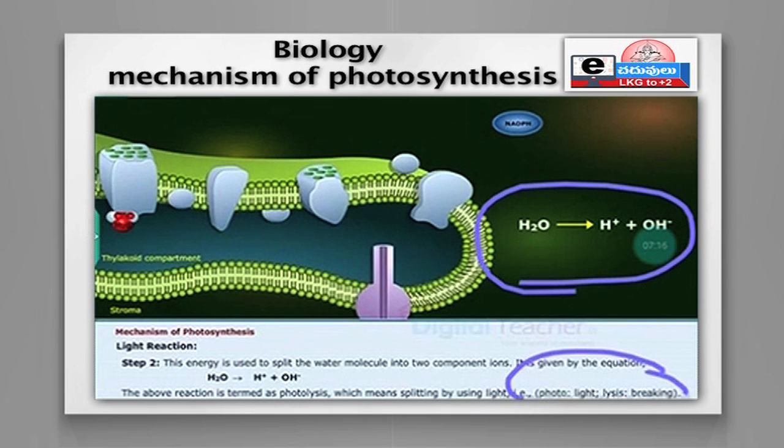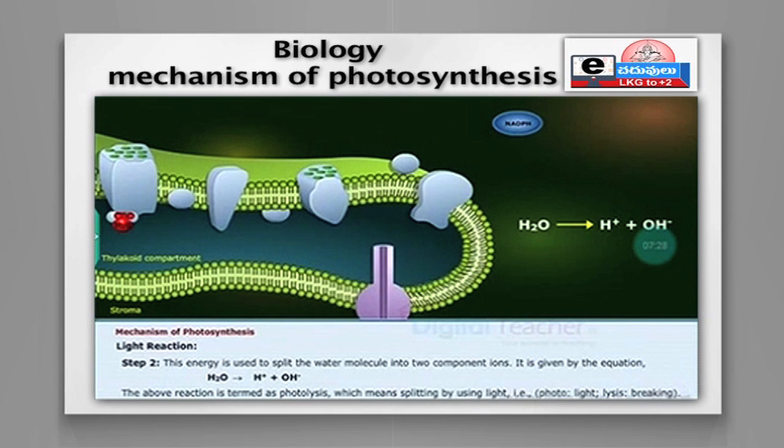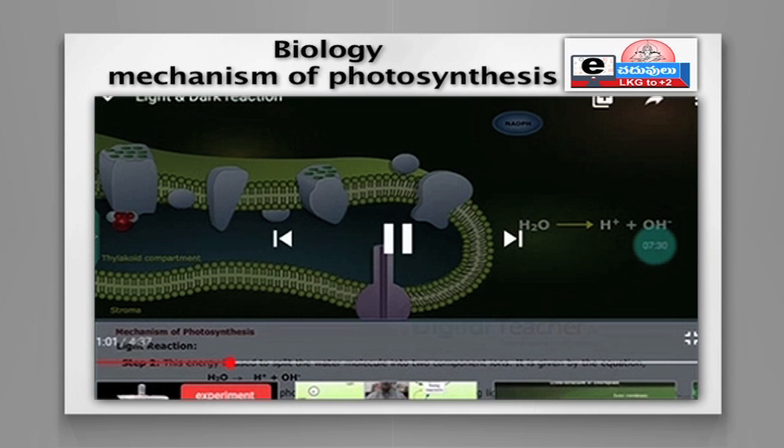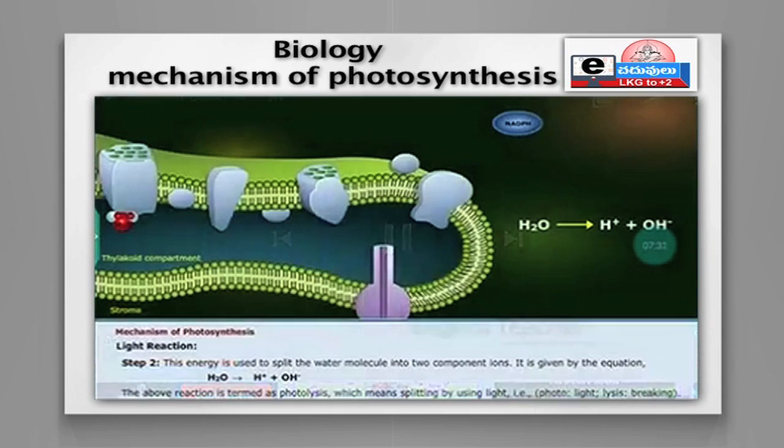Photo means light, and lysis means breaking. Involving light, the water molecule is broken. That's why this reaction is called photolysis. How is the water divided? Into H plus and OH minus. Is it clear? Not only H plus and OH minus, but when the water molecule breaks, some electrons are also released.